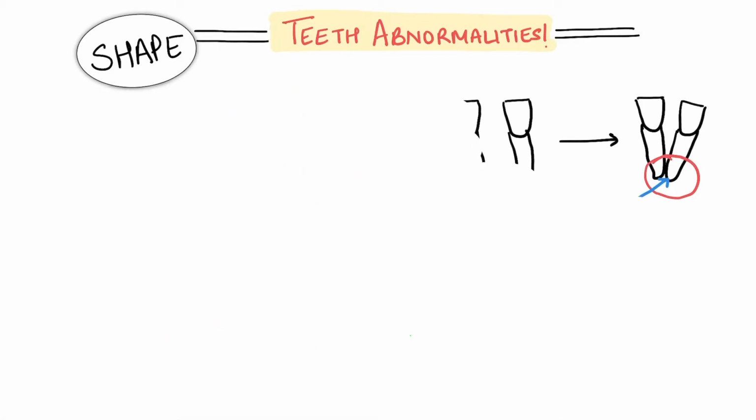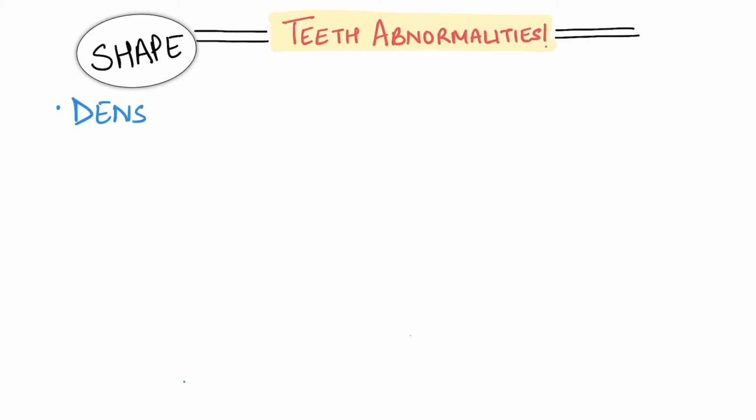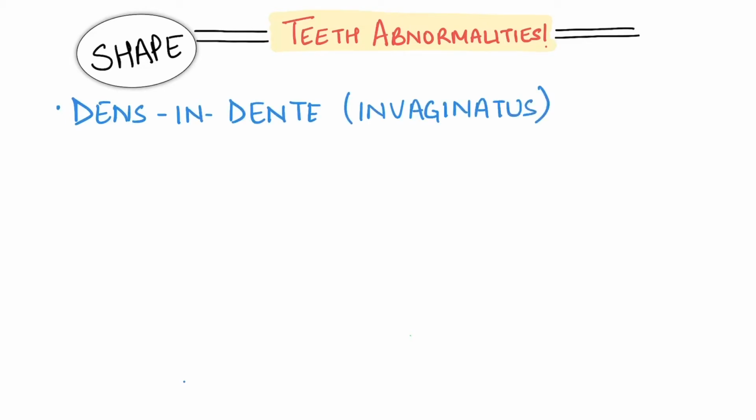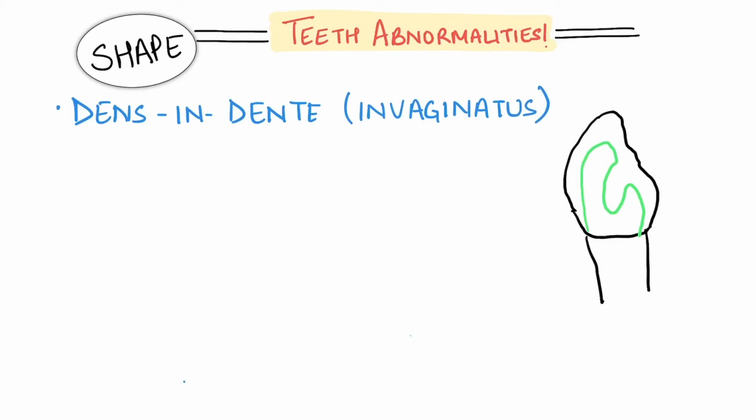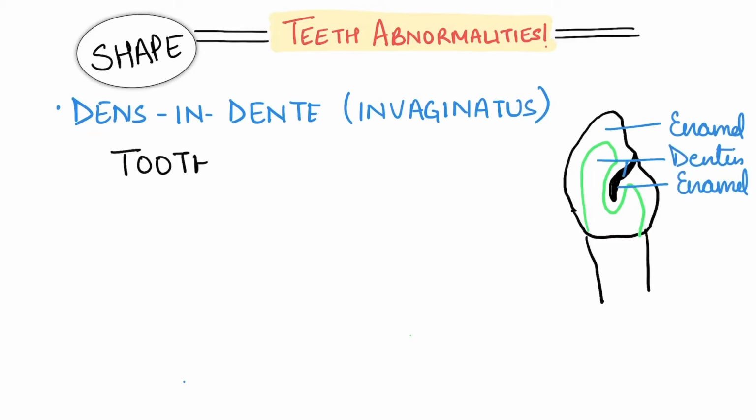The next alteration here is dens in dente, or dens invaginatus. So this technically means a tooth within a tooth. It is believed to occur due to invagination of the inner enamel epithelium during development. So the inner enamel epithelium goes inside the germinating tooth germ and forms another tooth within one tooth. Most frequently, it involves the maxillary lateral incisor in the permanent dentition.